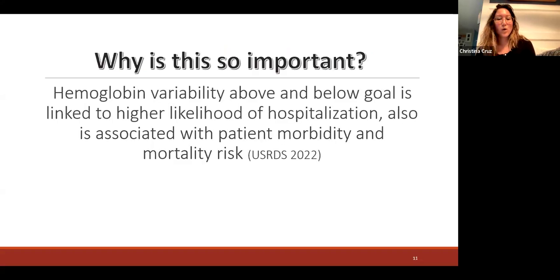So why are those goals so important? Hemoglobin variability above and below the goal is linked to higher likelihoods of hospitalization, also is associated with patient morbidity and mortality risk. Elevated hemoglobin is linked to vascular access thromboses, thromboembolic events, composite cardiovascular events, including non-fatal MI, strokes. Low hemoglobin is linked to fatigue, reduced physical performance, and quality of life, left ventricular dilation as well.